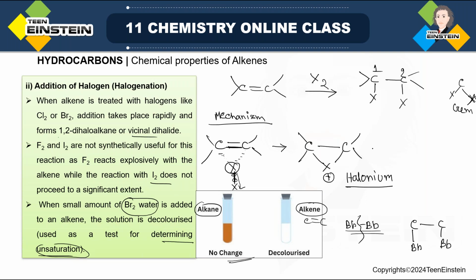But this is obviously not very stable, and it will be immediately attacked by the other part which has already remained. That X minus can either attack at the left hand side carbon or at the right hand side carbon. But if there are similar substituents present at these positions, suppose all are hydrogen or all are methyl, then there is no question of selectivity whether X minus will be attached to this side or this.